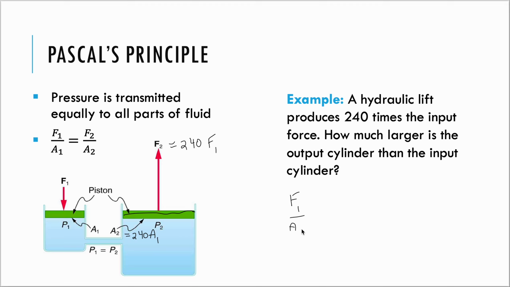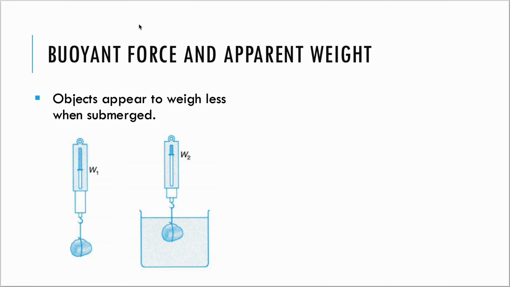If both of these are 240 times F1 and A1, then when you plug them into Pascal's principle, we have F1 over A1 on the left. On the right side, we're going to plug in 240 F1 for F2 and 240 A1 for A2. And that's the only way that the ratios are equal to each other. So however much bigger is the force, that's however much bigger the area is going to be.